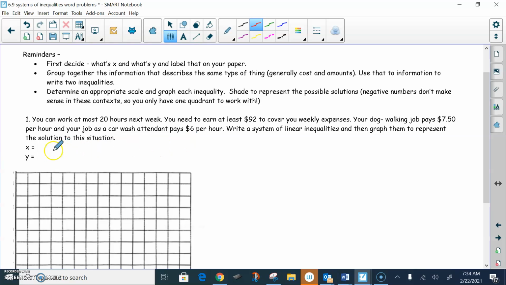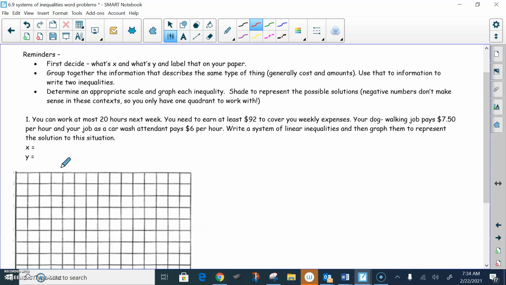So the first thing you want to do is decide what's going to be your x and what's going to be your y. It doesn't matter. You don't have to choose the same thing I do. It says you can work at most 20 hours next week. You need to earn at least $92 to cover your weekly expenses. Your dog walking job pays $7.50 per hour, and your job as a car wash attendant pays $6 per hour.